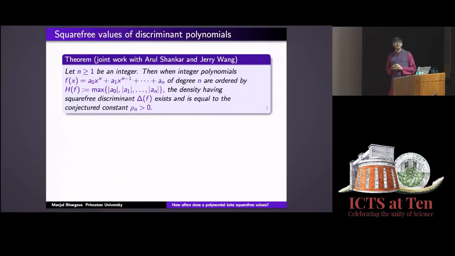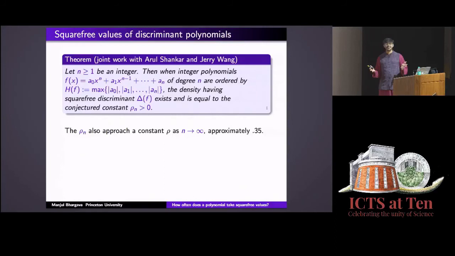that we can actually work out what the density of square-free values is for discriminant polynomials, which didn't fall into any of the known categories before. If you take the discriminant polynomial of a degree n polynomial, the density of values that are square-free exists and is equal to that conjectured constant that we talked about before. These conjectured values approach about 35% very quickly with n. These constants approach a constant rho as n goes to infinity, approximately 0.35. So if you take a random large degree polynomial over the whole numbers and compute its discriminant, there's about a 35% probability that the discriminant will be square-free.